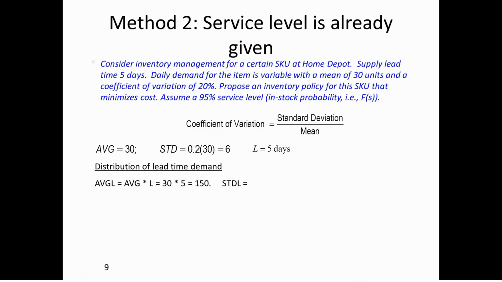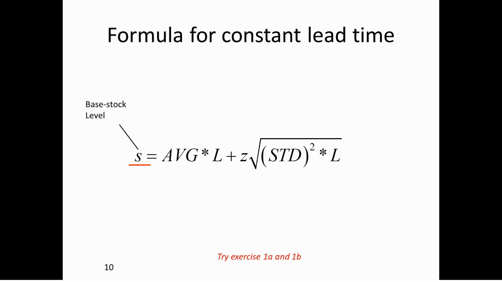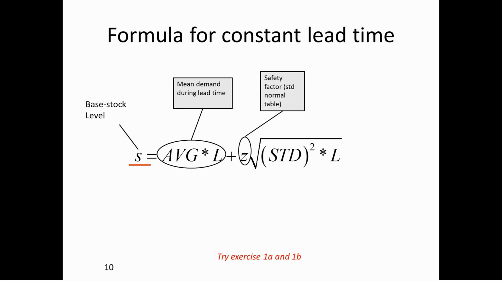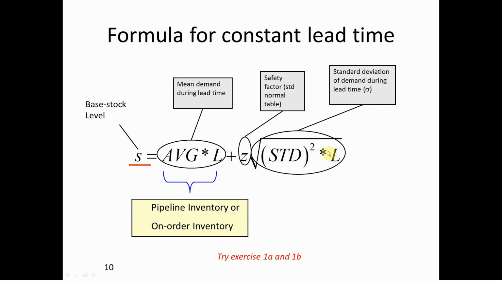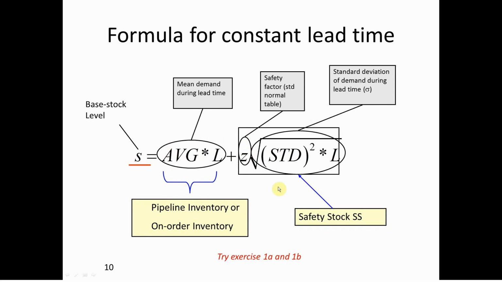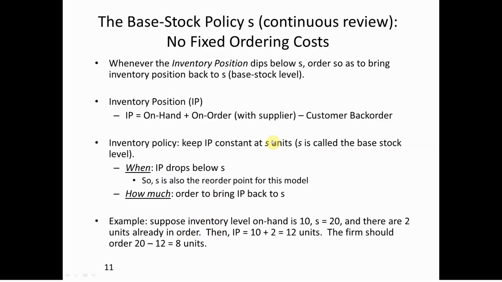Okay, back to where we were. So again, the base stock level S, typically we have a constant lead time, and as the lead time does not change, like 3 days, is going to be the mean demand over the lead time, calculated as the lead time times the average demand per day, plus the safety factor times the square root of the standard deviation squared, which is the variance, times the lead time, because those add. Again, we call this the pipeline inventory or the on-order inventory, and we call this the safety stock. Okay, this is the proportionality, but the safety stock, or the safety factor.